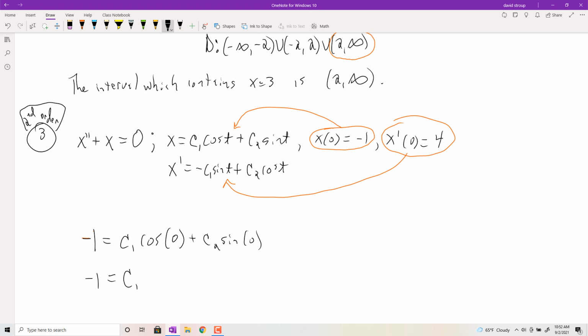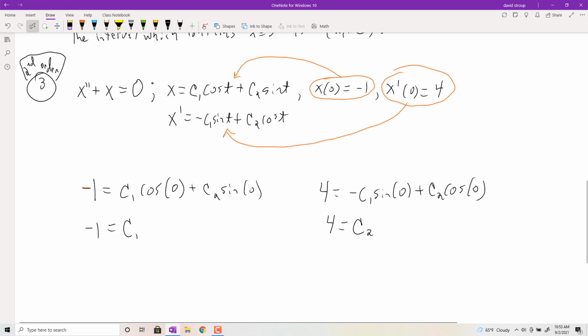So we automatically get one of our unknowns. Let's go to the x prime equations. So plugging in x prime equals 4, and then 0 for t. Sine of 0 plus c2 cosine of 0. And again, it looks like this one works out real nice, right? So c2 is going to be 4.